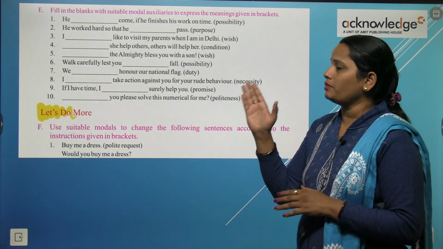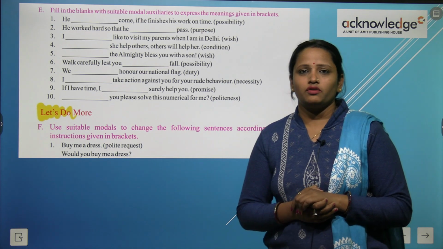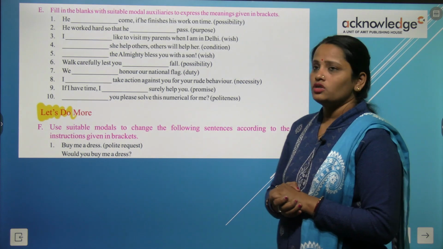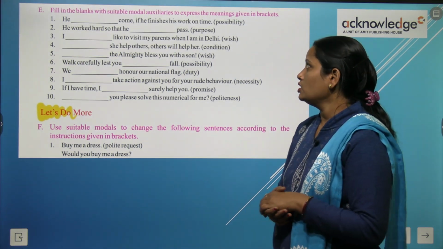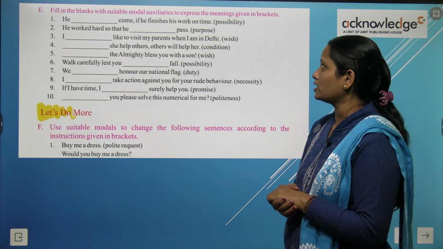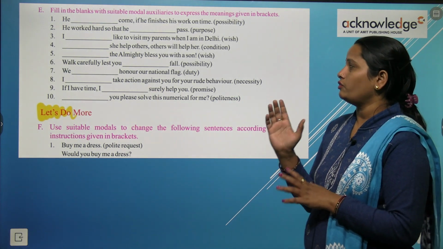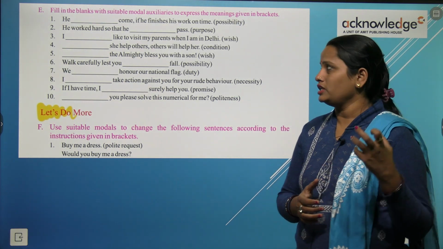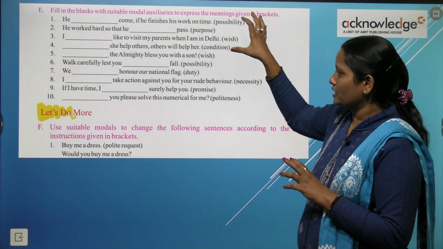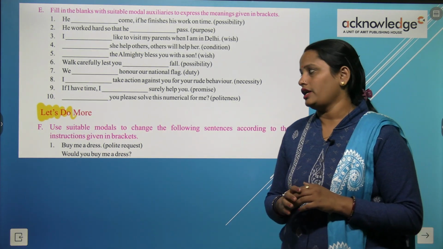Now the next one is fill in the blanks with suitable modal auxiliaries to express the meaning given in brackets. He dash come if he finishes his work on time. So what is it telling? It is telling possibility. So you have to use modals, auxiliary modals, to complete the meaning. So he can come if he finishes his work on time. I have explained all the things to you. You have to read that again and then complete the exercise.